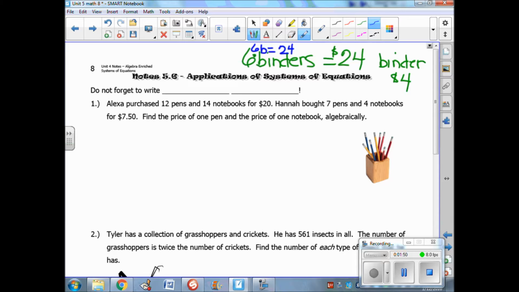So the first thing here, it says, don't forget to write the solution. Okay, that's our final answer. It goes in parentheses. Sometimes we're going to see something a little bit different here. It says Alexa purchased 12 pens and 14 notebooks for $20, and Hannah bought 7 pens and 4 notebooks for $7.50. Find the price of 1 pen and the price of 1 notebook algebraically.